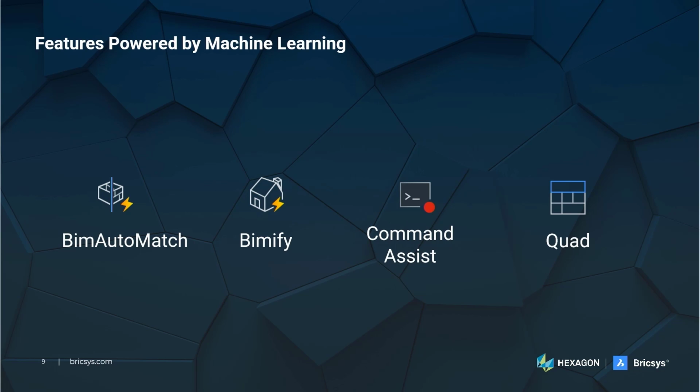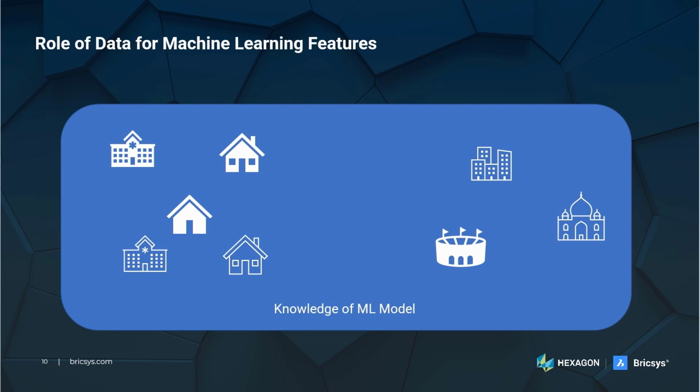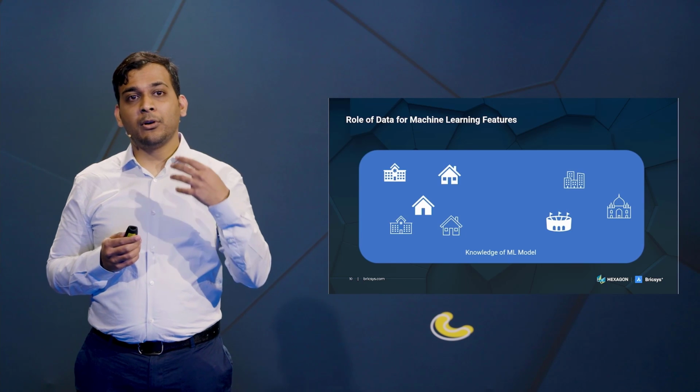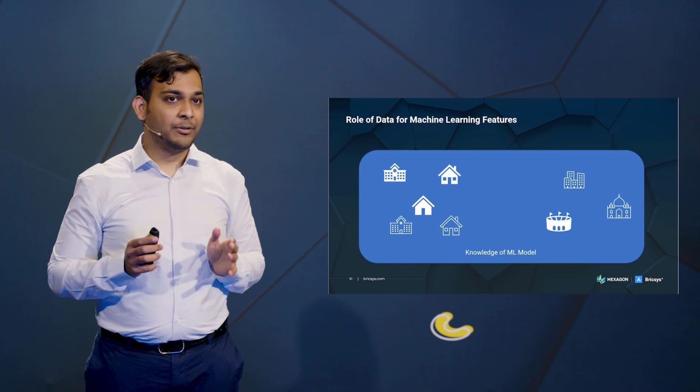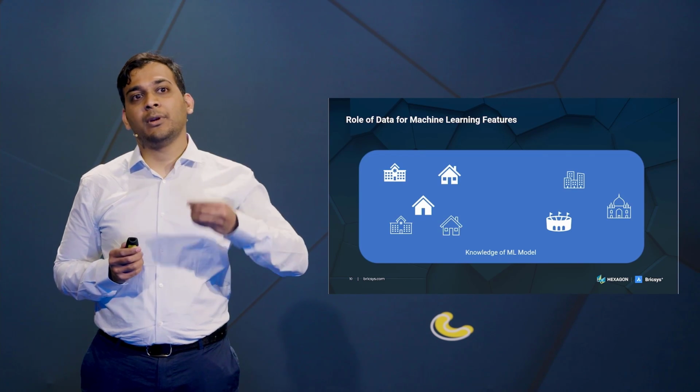So today, the features which are powered by machine learning are BIM Automatch, BIMify, Command Assist, and Quad Suggestions. And the role of your data is that these models are trained on standard design practices which we've seen within the domain. If you decide to share your data with us, the machine learning model will be able to learn customized design elements or design practices which you follow on a day-to-day basis, and will be able to serve you in a much more efficient fashion.